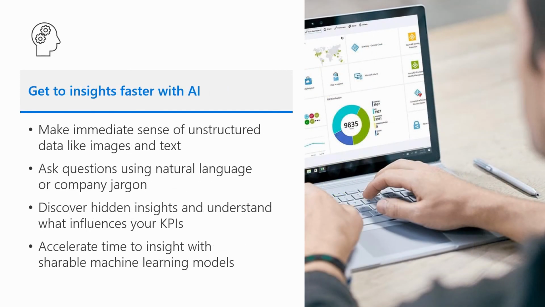By using AI built into Power BI, you can make immediate sense of unstructured data like images and bulks of text. You can ask questions using natural language or company jargon. You can discover hidden insights and understand what influences your KPIs. And you can accelerate time to insight with shareable machine learning models.